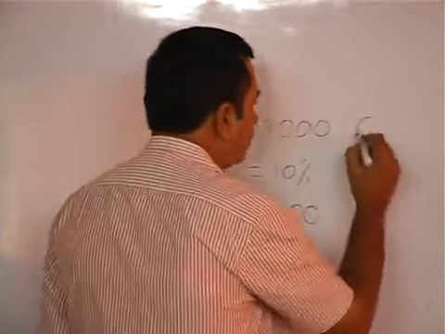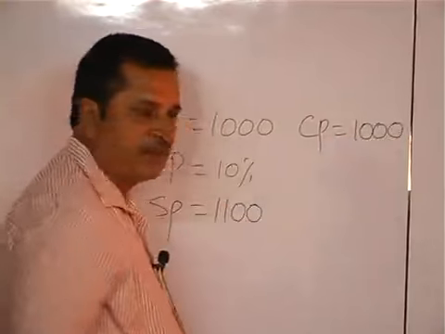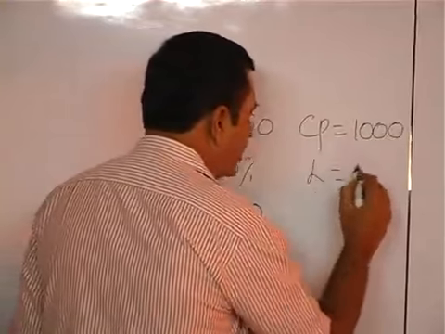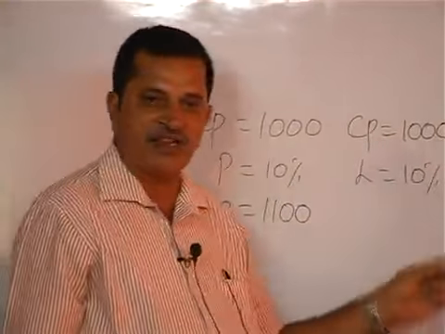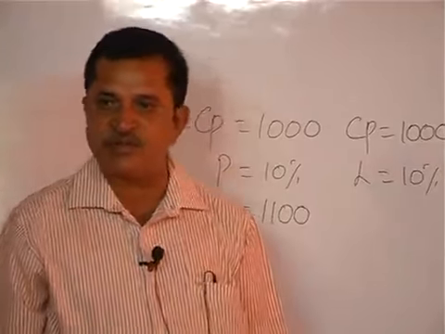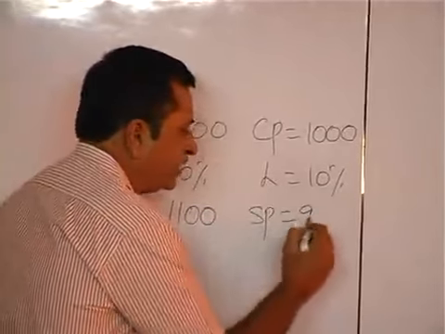And another radio I also purchased for 1,000 rupees. But this time I am selling it at a loss of 10%. For 100 there is a loss of 10, so for 1,000 a loss of 100. So my selling price is 900.